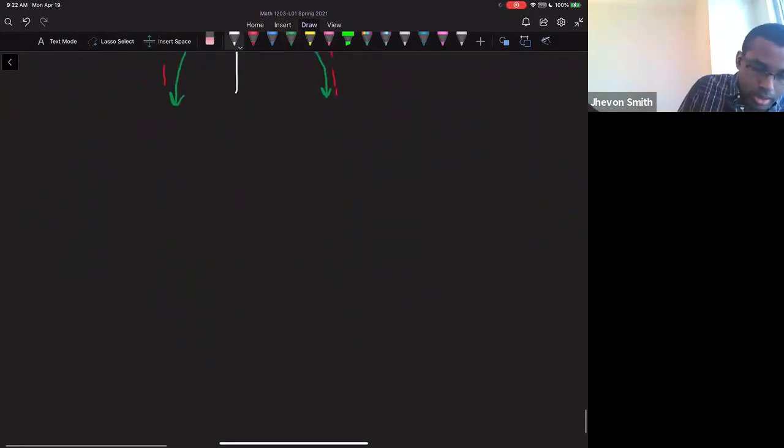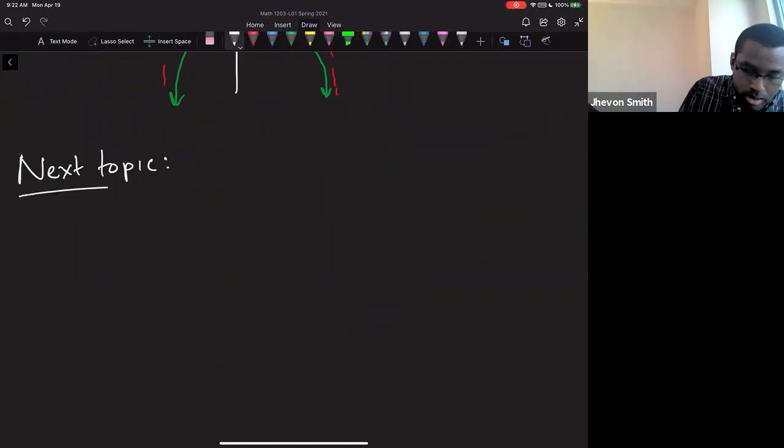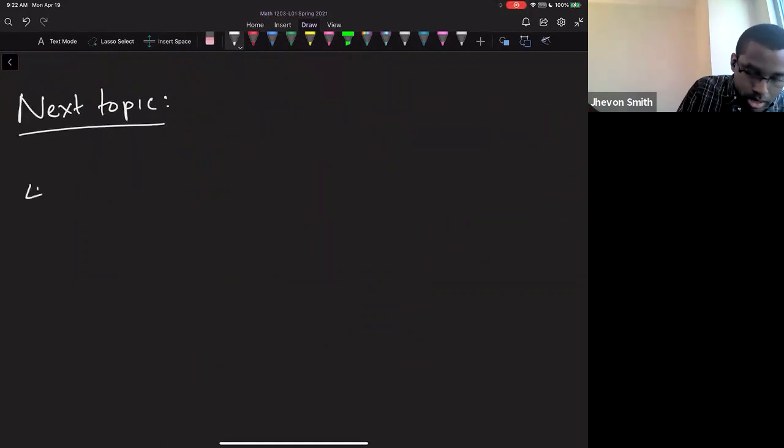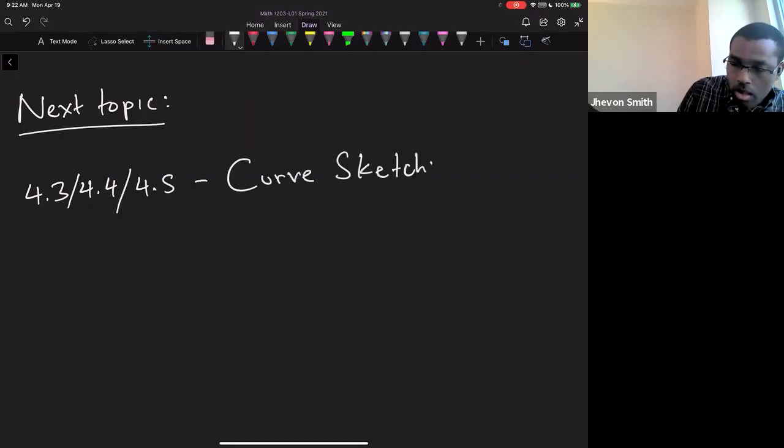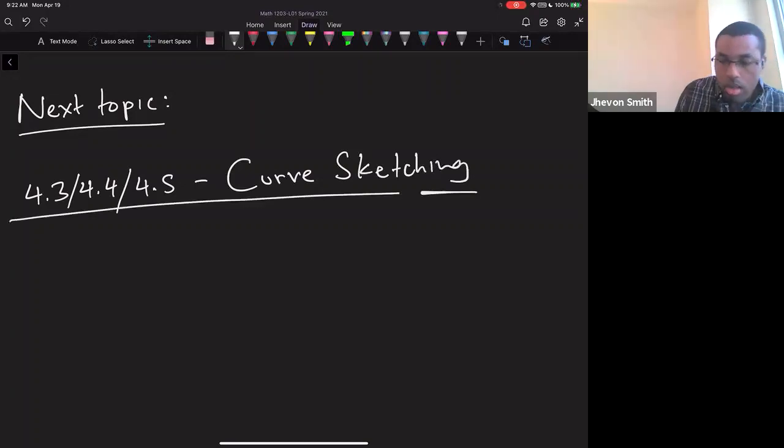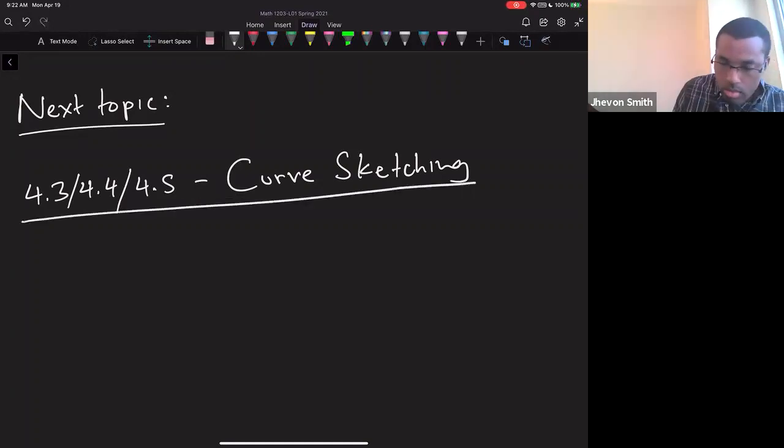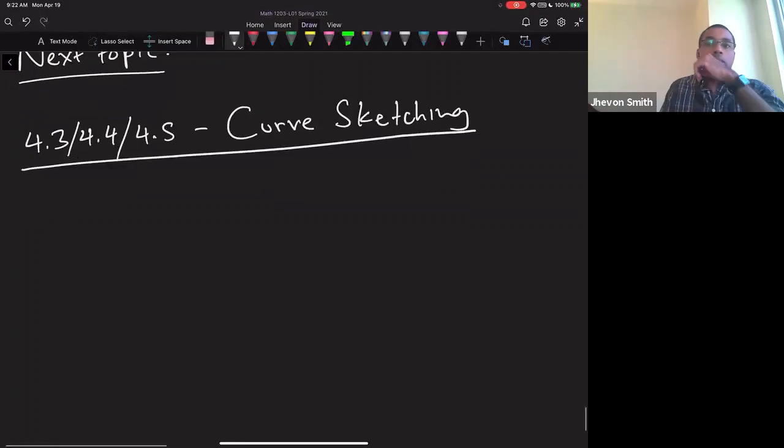So, next topic. It covers sections 4.3, 4.4, and 4.5. It's called curve sketching. Here is where we're going to sketch curves. We're going to learn how to graph curves in more detail than we could in pre-calculus.